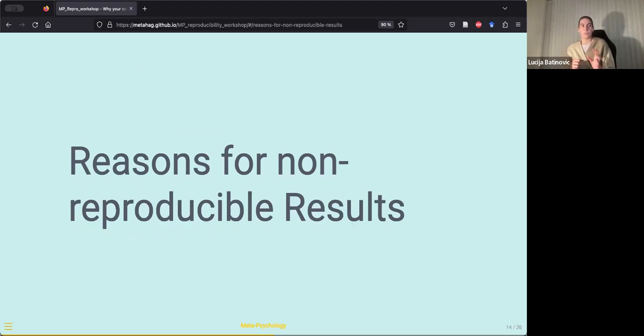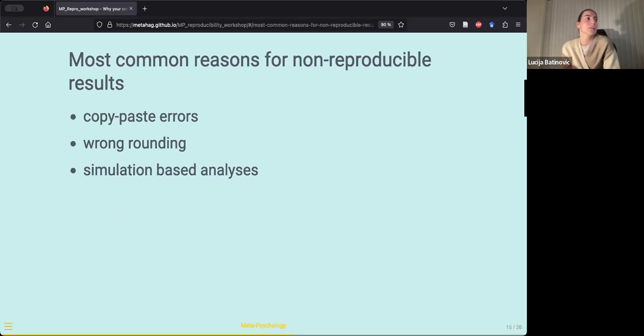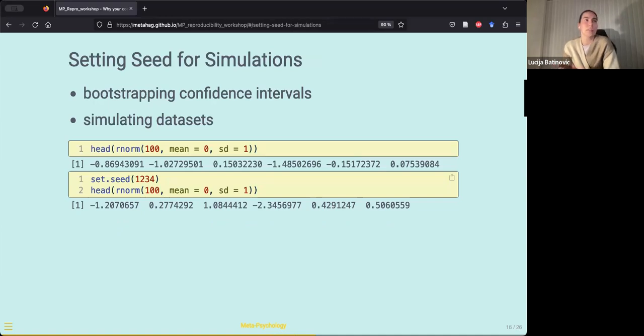And then we also have some more common errors in the non-reproducible results when it comes to reports and why they differ from the code. So what we found was copy-paste errors, wrong roundings, and one of the problems is if there are any analyses that are simulation-based. So I would say this is a bigger problem if they use bootstrapping for anything, that they don't set seed, and then rerunning these analyses will change the numbers. And in that case, not much can be done to fix this because we cannot go back. When it comes to simulating data sets, this is less often a problem, but it does happen.